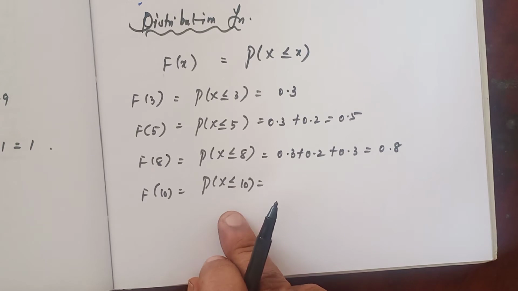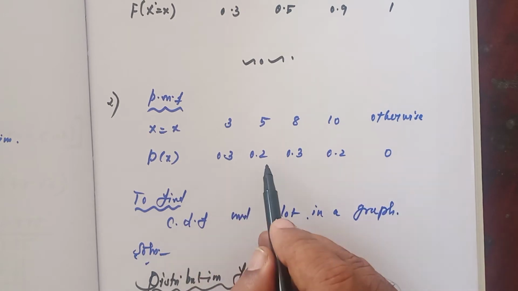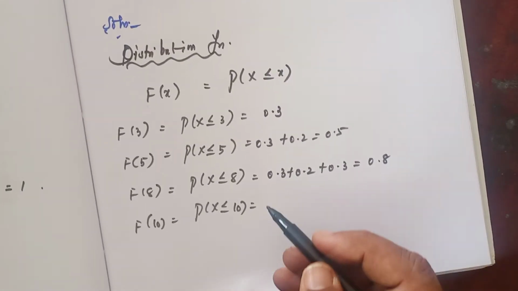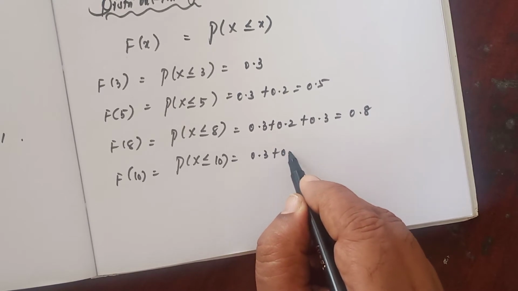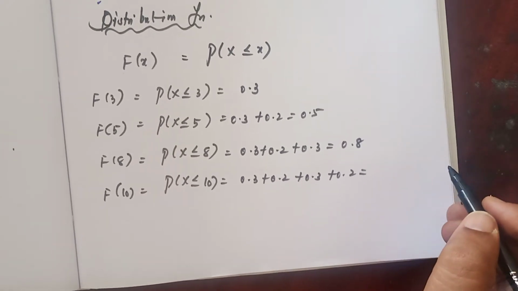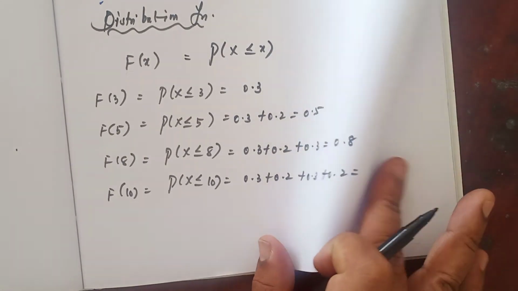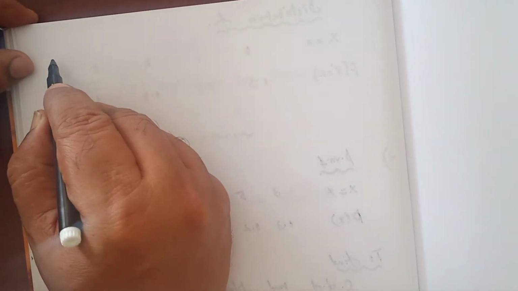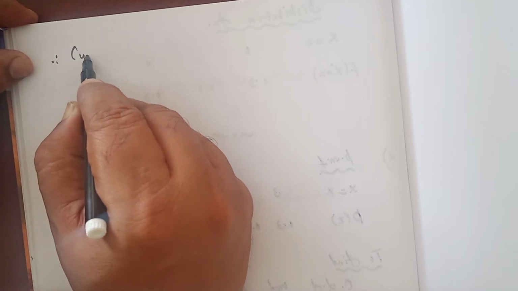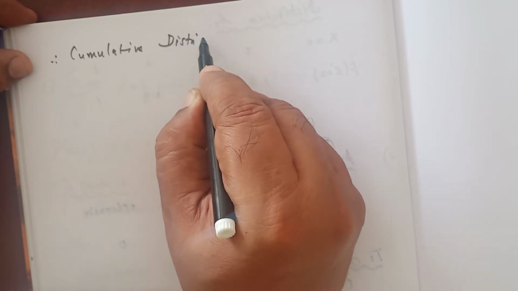Finally, less than or equal to 10 means 10 and less than 10. So all four are to be added: 0.3, 0.2, 0.3 and again 0.2, which is equal to 1.0, that is 1. Now we can write the cumulative distribution function, CDF.